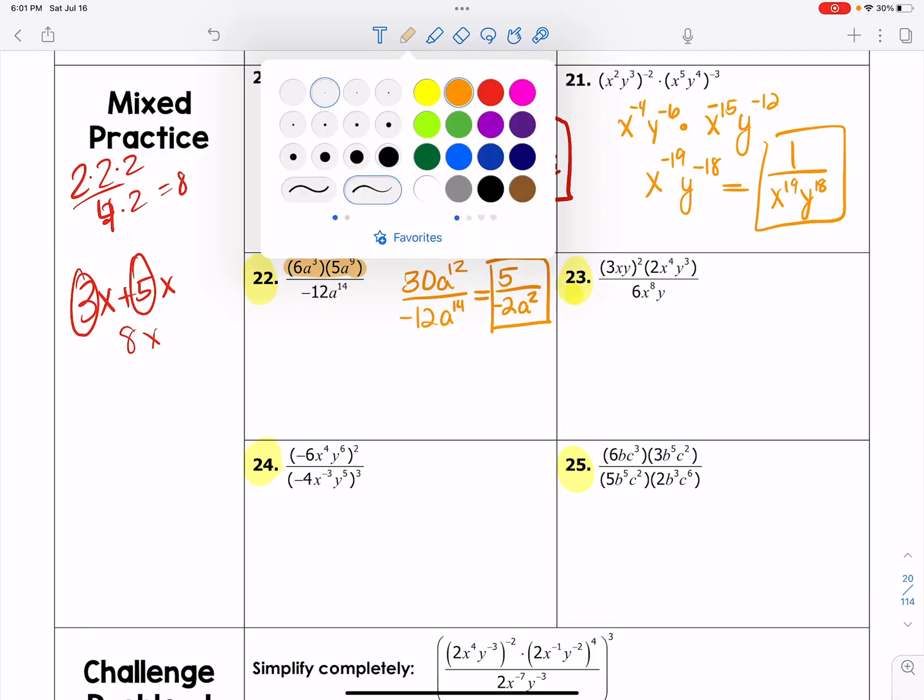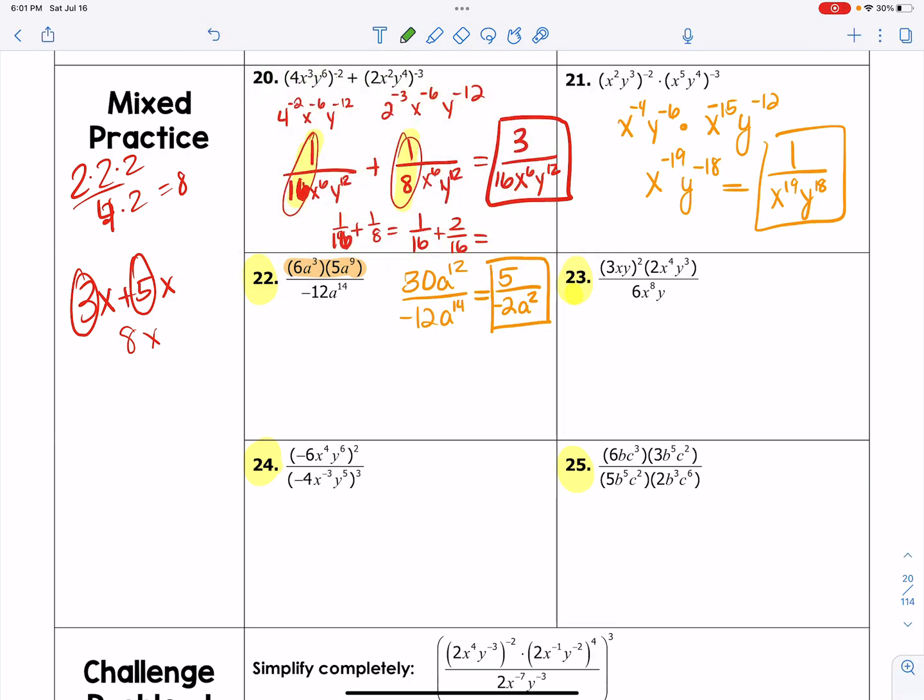Okay, so if you haven't done 23 yet, go ahead and pause and try it. You've got to take care of this exponent first, so you've got to square everything. So that's 9x squared y squared times 2x to the 4th y cubed over 6x to the 8th y. Now I'm going to multiply the top: 18x to the 6th y to the 5th. You add exponents when you multiply. And now you divide. 18 divided by 6 is 3. If you look at your x's, your bigger x's are on the bottom, so you're going to have 2 left over on the bottom. And if you look at your y's, your bigger y's are on the top. So your final answer is 3y to the 4th over x squared.